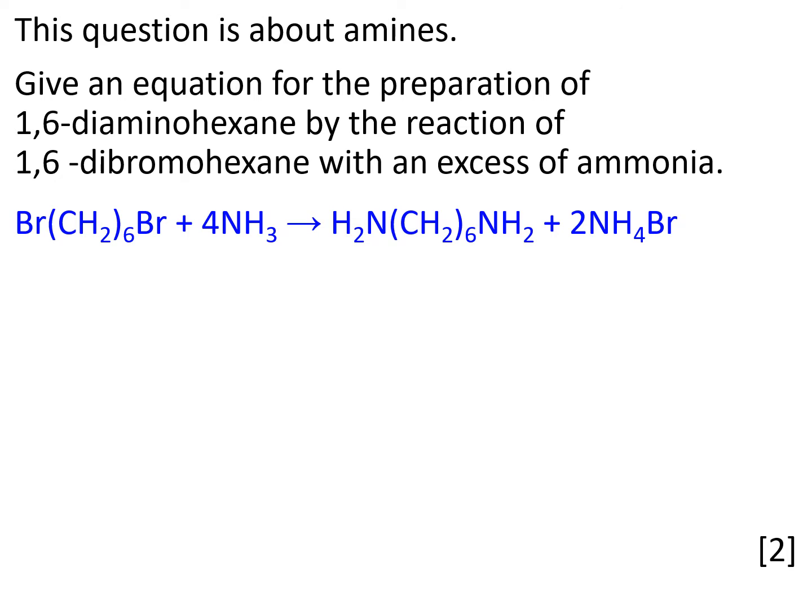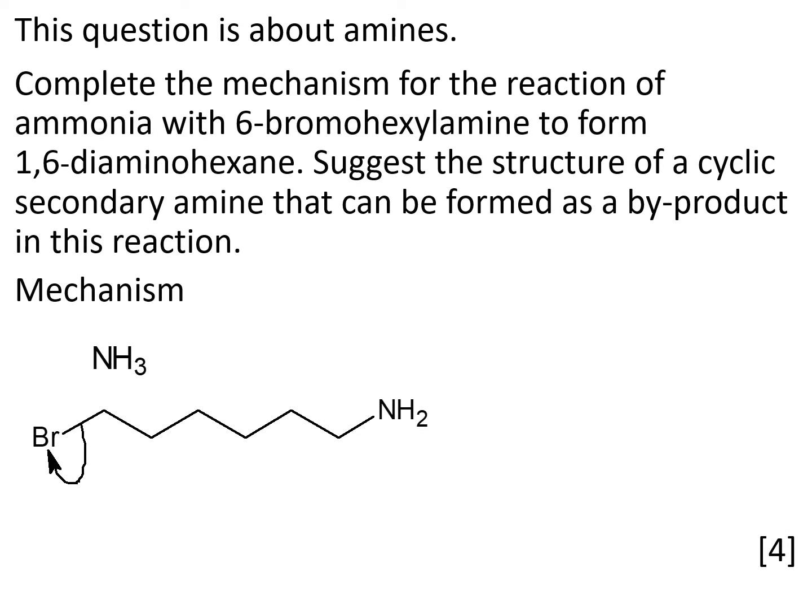So we need to balance this with 4 molecules of ammonia on the left hand side, and then the ammonia would react to make the ammonium bromide salt with any HBr that is formed. So we get the primary amine. So 1 mark there for the organic product, 1 mark for it being balanced. Okay, so take a look at the next part of the question. Pause, press play when you're ready.